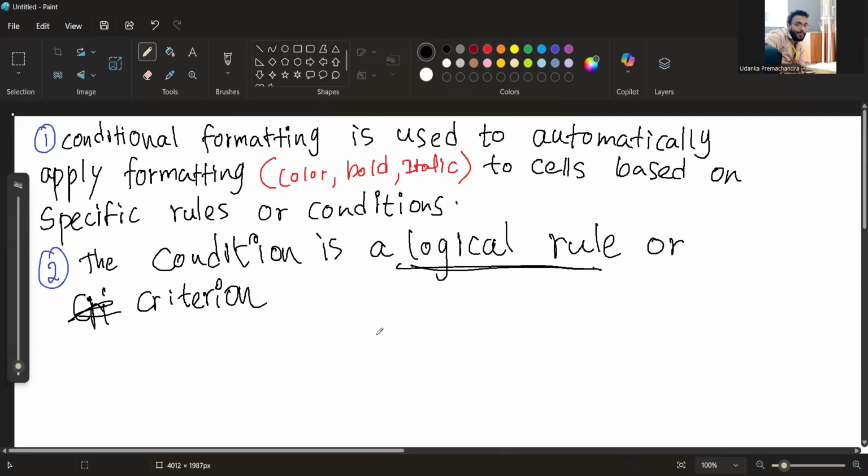For example, I will write it down. They are running this kind of condition with a logical rule. So they are filtering the values that are more than 100 marks. Like that.